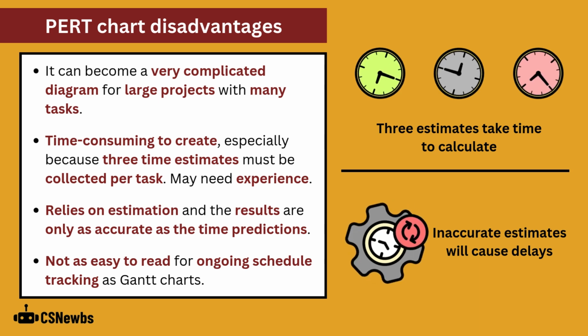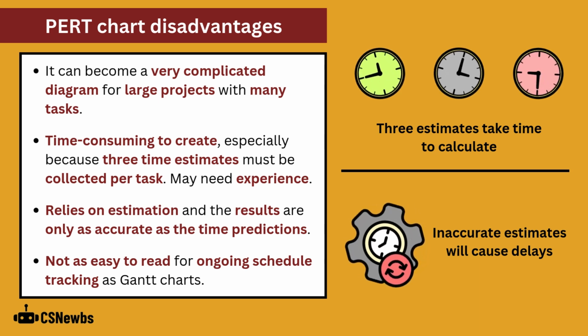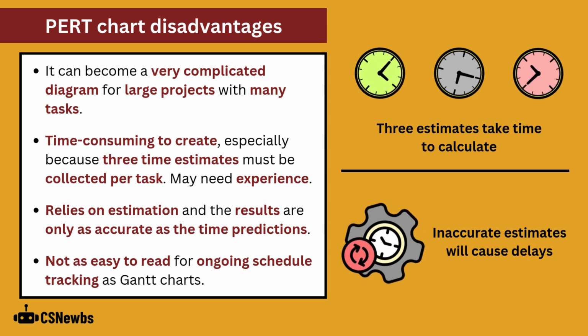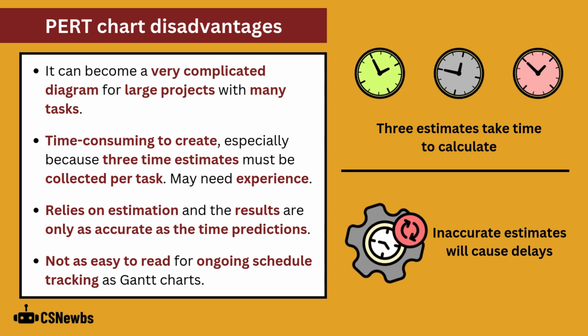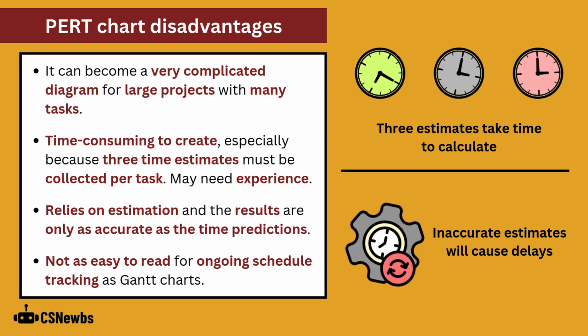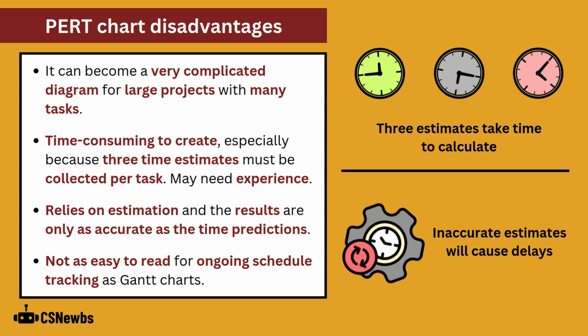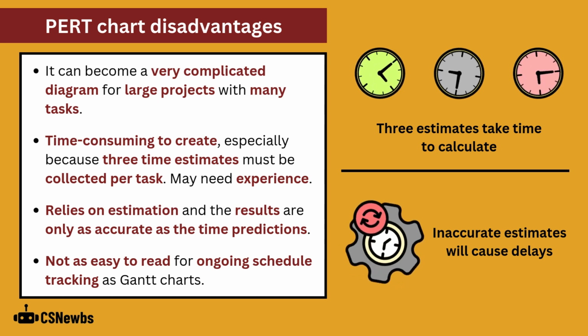However, PERT charts can become very complicated diagrams for large projects with many tasks. They are time-consuming to create, especially because three time estimates must be collected per task, and this may require experience. It relies on estimation, and the results are only as accurate as the time predictions. And it's not as easy to read for ongoing schedule tracking as Gantt charts.